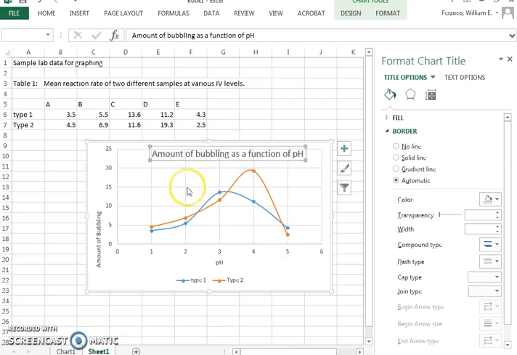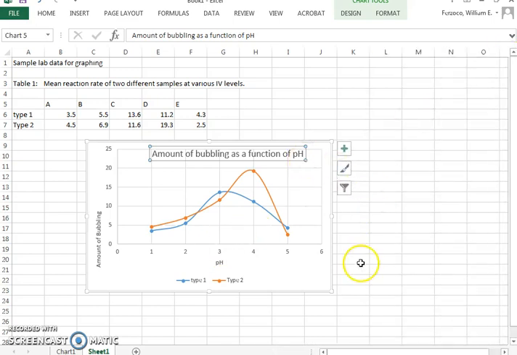Okay. So here we have a graph. It's got our labeled axes. It's got a title on it. It's got the data points. And for this particular time, that's pretty much all you would need for this one.